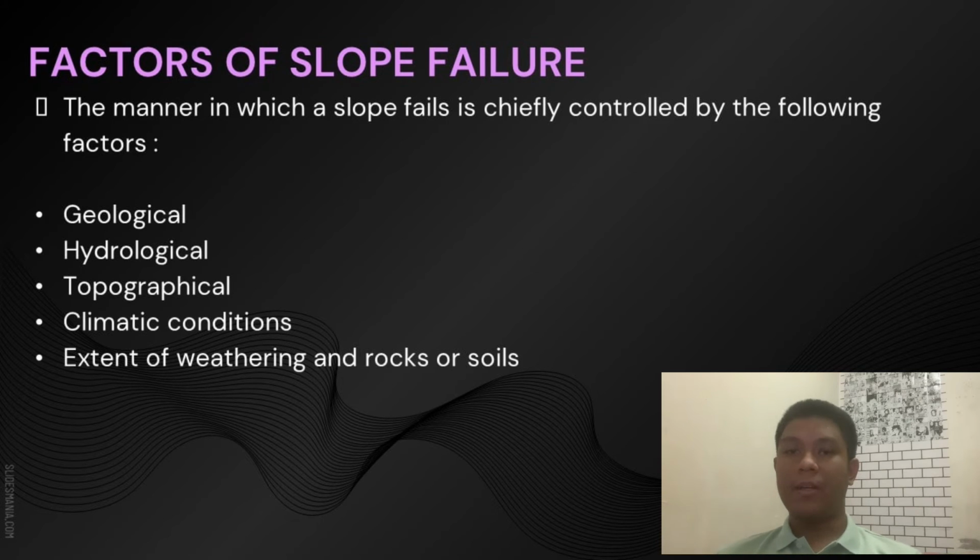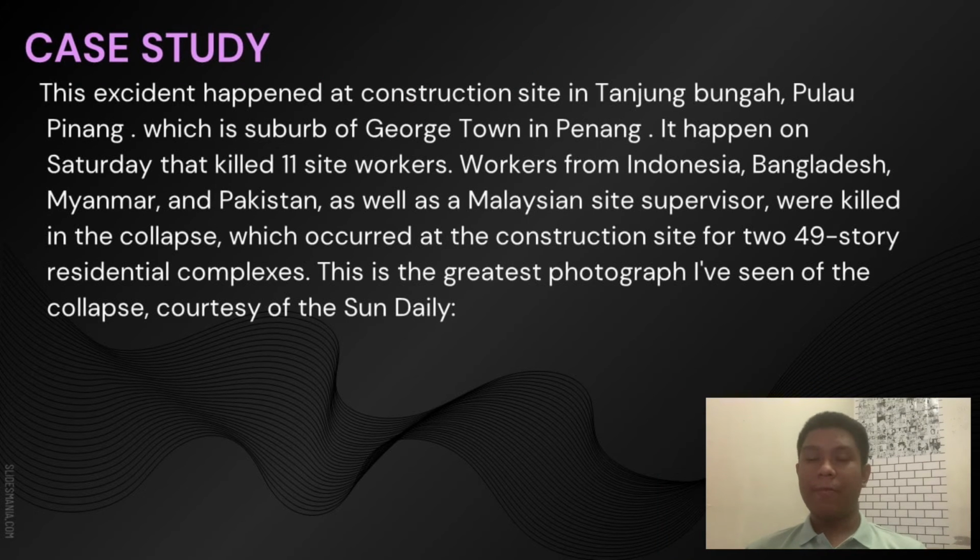And next is factors of slope failure. The manner in which a slope fails is chiefly controlled by the following factors. First, geological. Second, hydrological. Third, topographical. Fourth, climatic condition. And fifth is the extent of weathering of rocks or soils. Next, we move on to the case study.